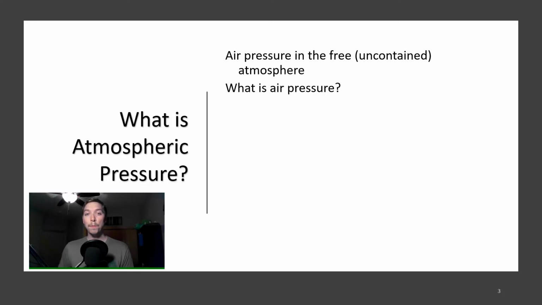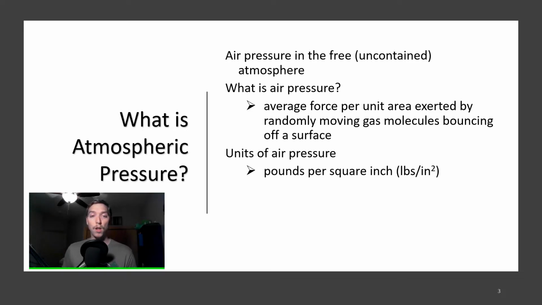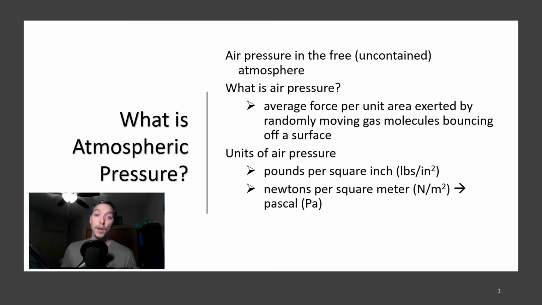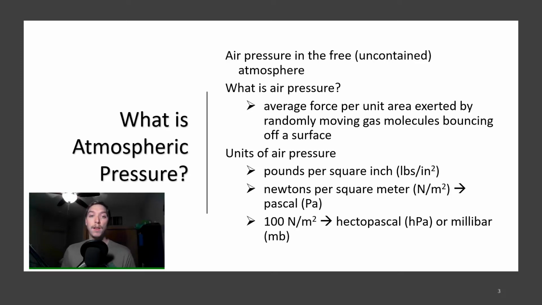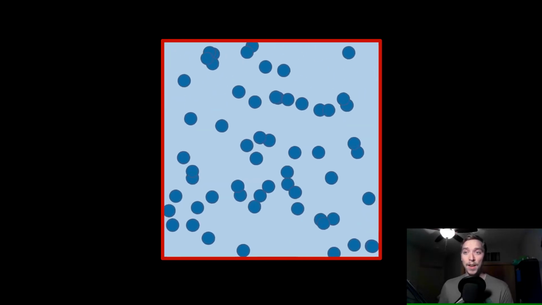So atmospheric pressure, as you may recall, is the average force per unit area exerted by randomly moving gas molecules bouncing off of a surface. We typically think of this as the force exerted on the surface of our planet by our atmosphere. We typically look at this in units like pounds per square inch, newtons per square meter, or pascal. And 100 newtons per square meter is a hectopascal, or a millibar, that we can convert to. So we can think of these particles and molecules of air bouncing around chaotically, like we see here in this example.